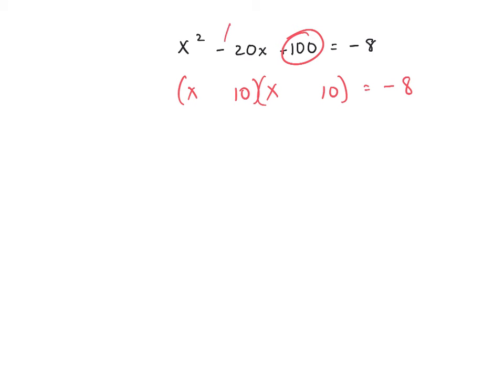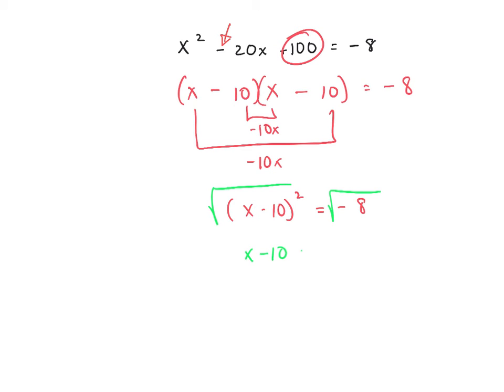And they have to add up to a negative 20. That means this has got to be a negative 10. This has got to be a negative 10. So these are both negatives. There we go. We got our perfect square. And now we can use the square root method.